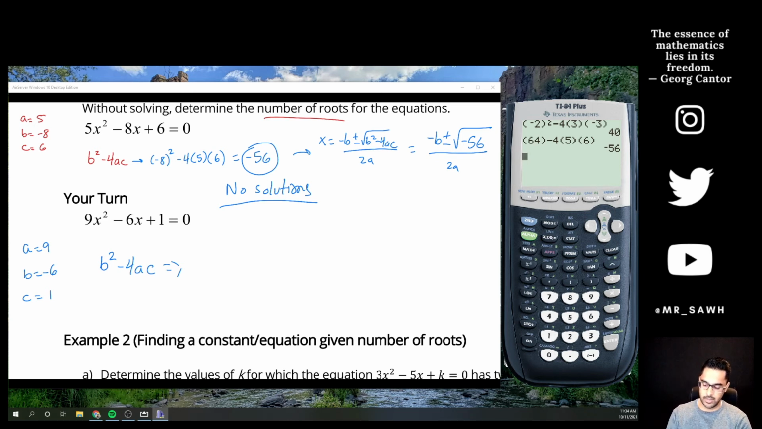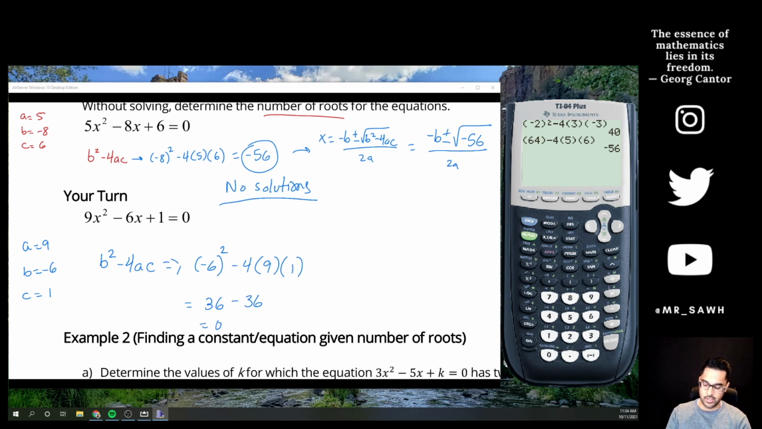So we'll plug these in, see what happens. So b is -6 squared, minus 4 multiplied with a, which is 9, and c is 1. So if I simplify this, I get 36 minus 36 for 0.